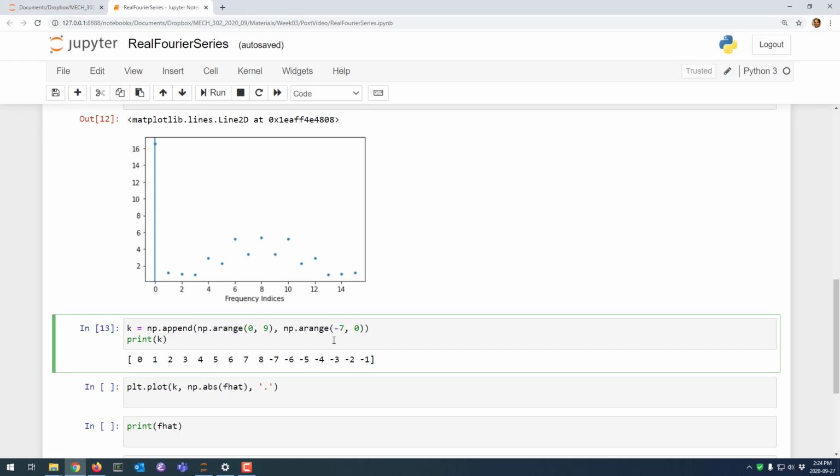The regular range function in Python doesn't. So we're going to do 0. Remember, it's up to the last one but 1, so 0 to 8. And this is minus 7 to, not 0, but negative 1. And that gives us 16 numbers that look like this.